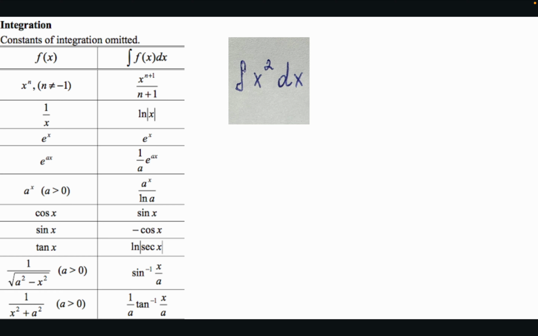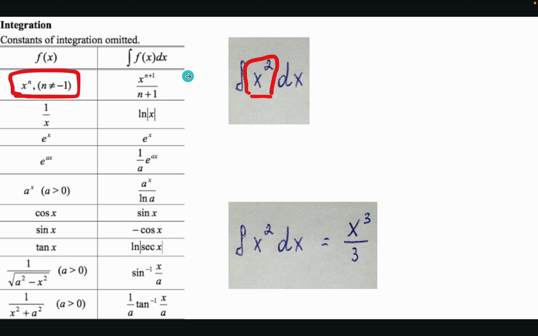Okay, let's start with the most basic example. It's basically just the formula. As you can see, it's some variable to the power of some constant. Here we have this in the integration table. It's just a variable to the power of some constant. And so it's just from the table.